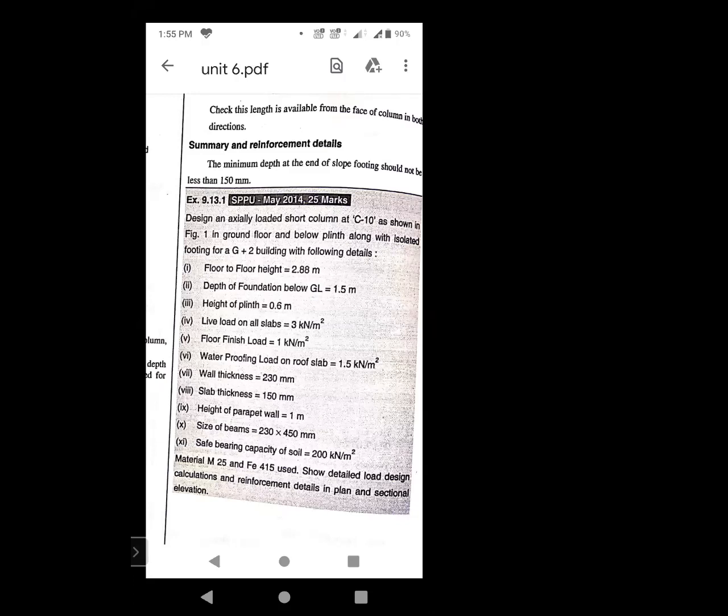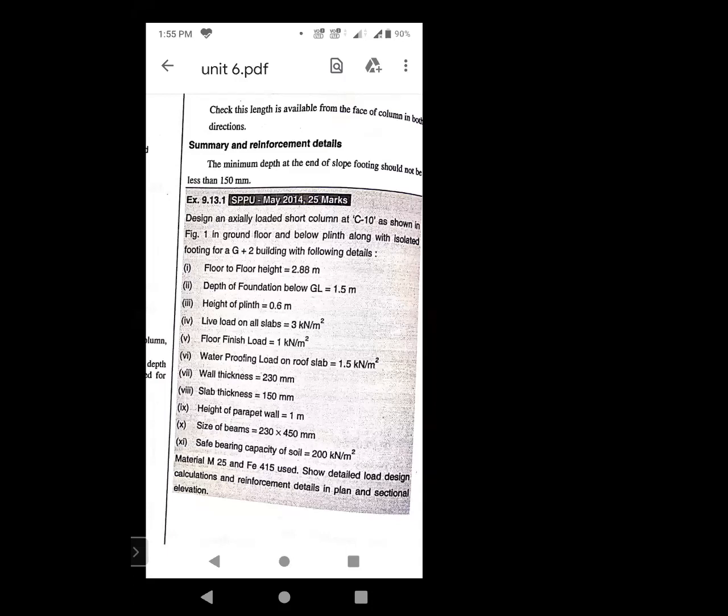First, floor to floor height is 2.88 meter. Depth of foundation below ground level is 1.5 meter. Height of plinth is 0.6 meter. Live load on all slabs is 3 kilonewton per meter square. Floor finish load is 1 kilonewton per meter square. Waterproofing load on roof slab is 1.5 kilonewton per meter square.